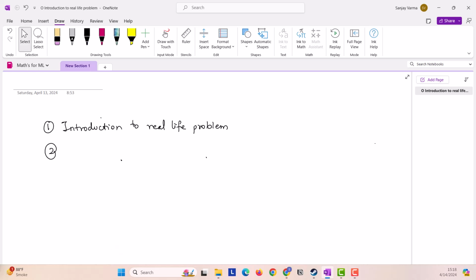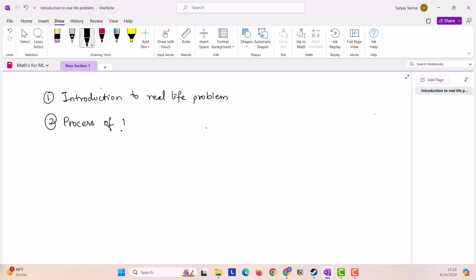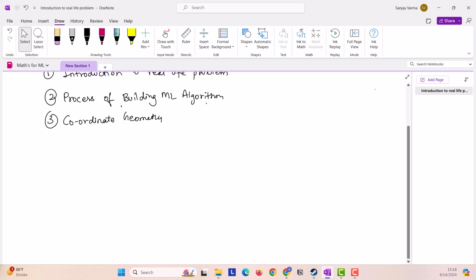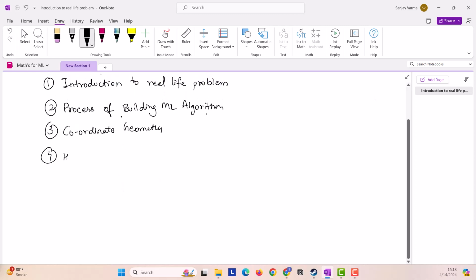Second thing, we'll be learning on processes of building ML algorithm. Then we will look into coordinate geometry, and then we'll look into half space intro.